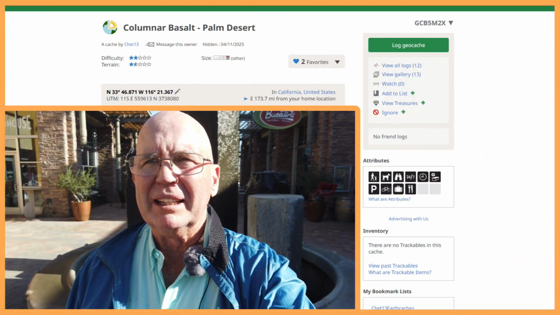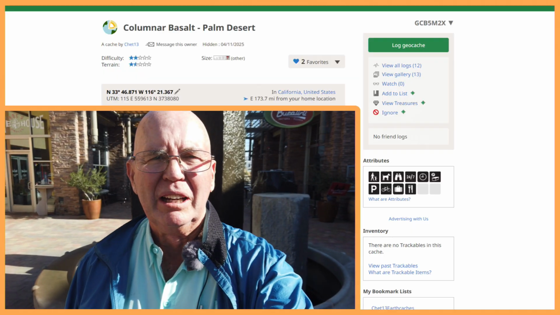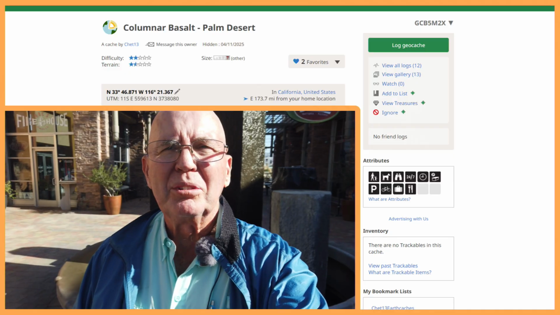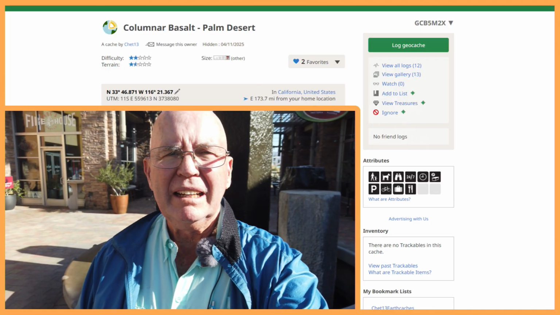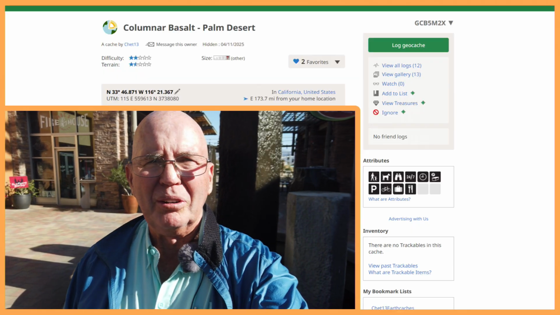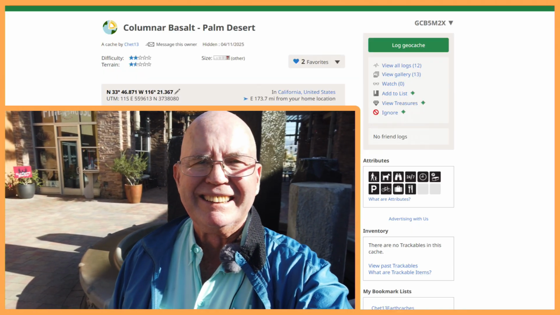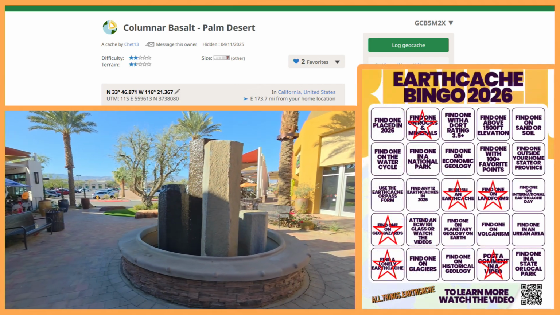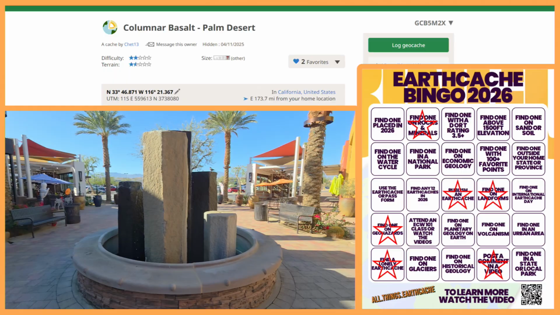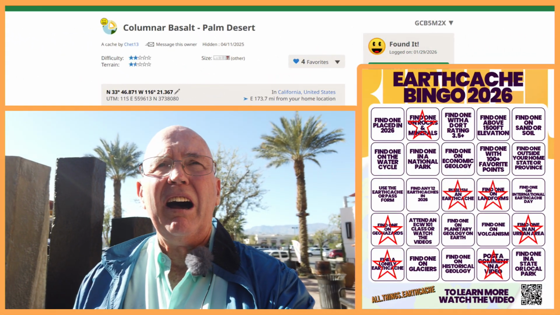So once again, we have a place that demonstrates that you don't have to be out in nature to get an Earthcache. Here's a fountain that's made of basalt columns, talks about how those are made, and asks a number of questions about them. So I need to gather that information, and then we'll get right back to you. All right. Got my photo, got the information.